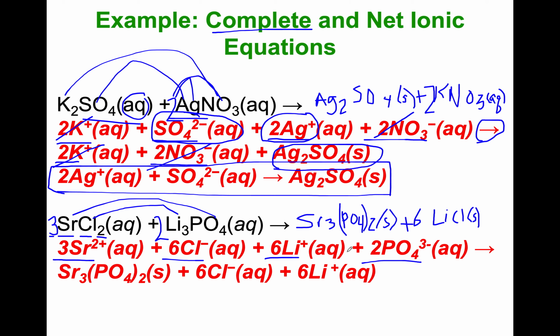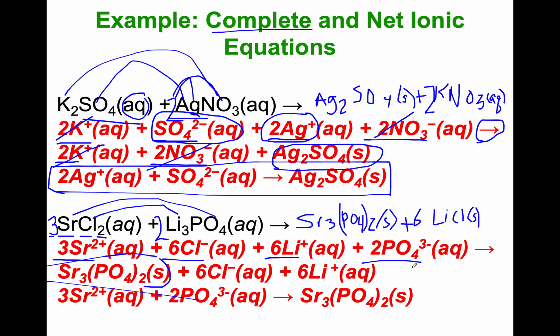So this math is where a lot of trouble happens. What are the charges? 3-, 2+, whatever it is. And how many do you have? Is it 6? Is it 2? You see the solid again stays together. And then we're left with the chloride and the lithium. So that takes us to the net ionic equation. And that's the strontium plus the phosphate equals the strontium phosphate. That's the chemistry. That's what's happening here.